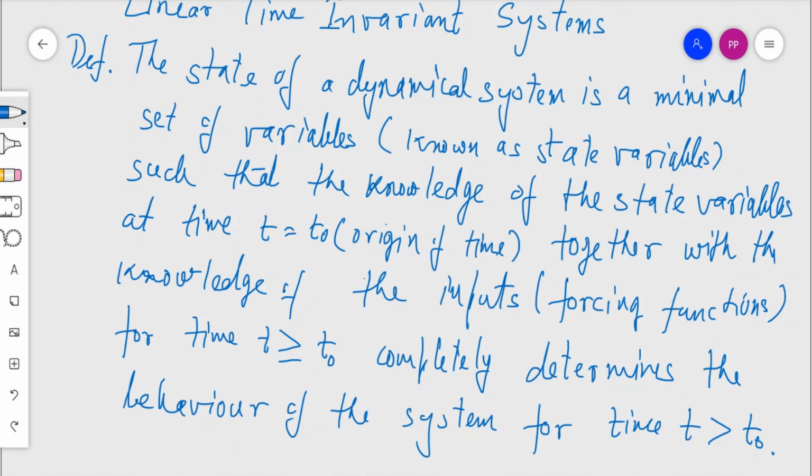This we will define as the state variables. So at this instant of time, what I require is that I should have the knowledge of those variables at the time when I'm starting my journey of estimating or designing the system, or observing the system. This is the starting time, which I am defining as the origin of time, t naught. So I should have the information of those variables at the time of origin t naught.